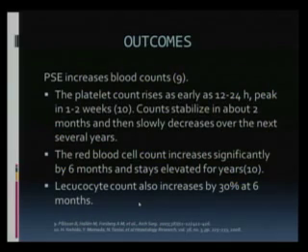Outcomes. Whenever you get these cases, you need to talk about them. They'll also ask you, what do you think is the result going to be if we embolize it? Platelet counts will normally rise in 12 to 24 hours, as soon as 24 hours. They peak in 1 to 2 weeks, and the count stabilizes in about 2 months. And then they slowly decrease over several years.